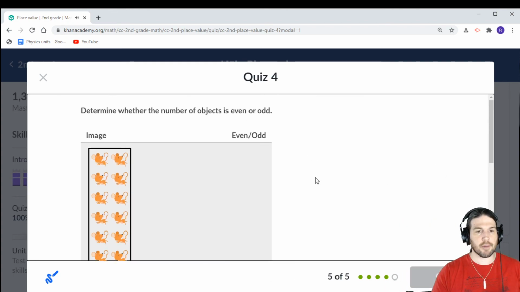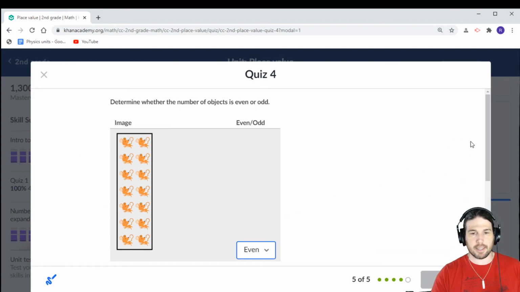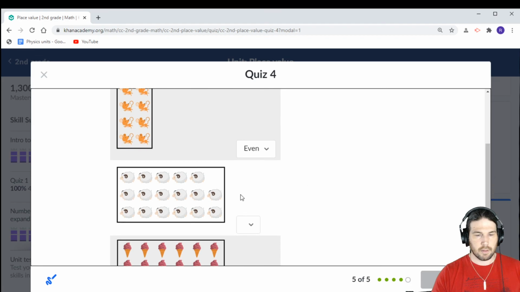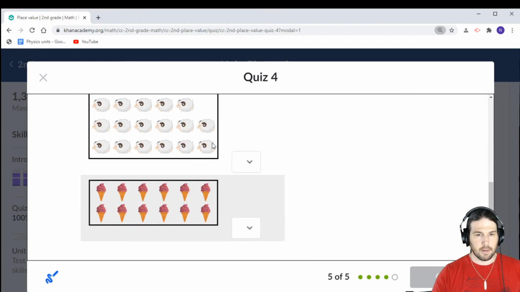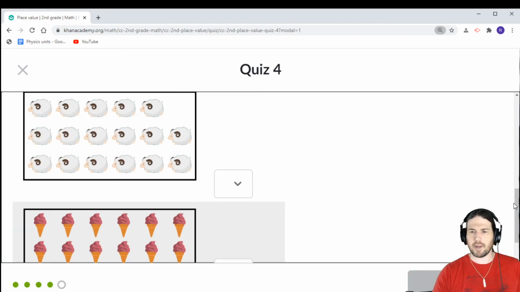Determine whether the number of objects is even or odd. These mice are all paired up nice and neatly, so they are even. These sheep, there is, let's see, 1, 2, 3, 4, 5. So each of these sheep in these two rows is all paired up, right? So I only need to worry about the top row. So that's a good thing to look at. Let's point that out.